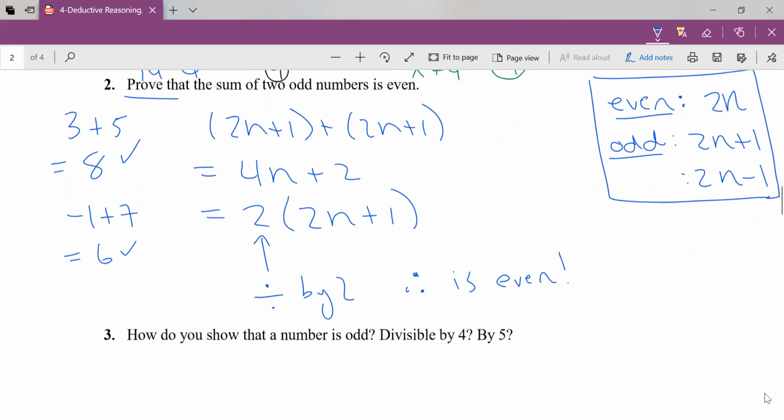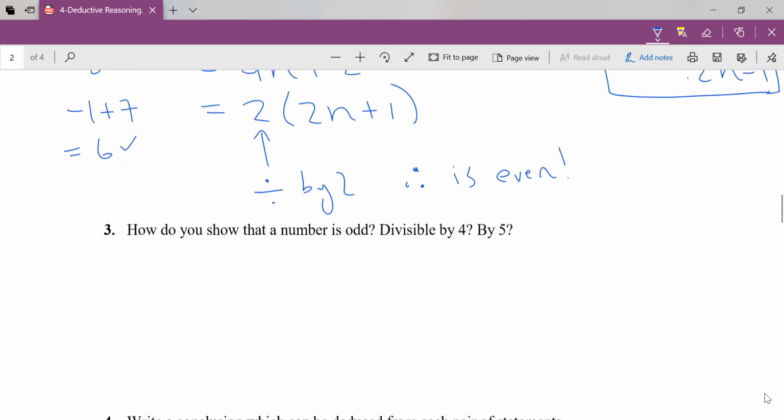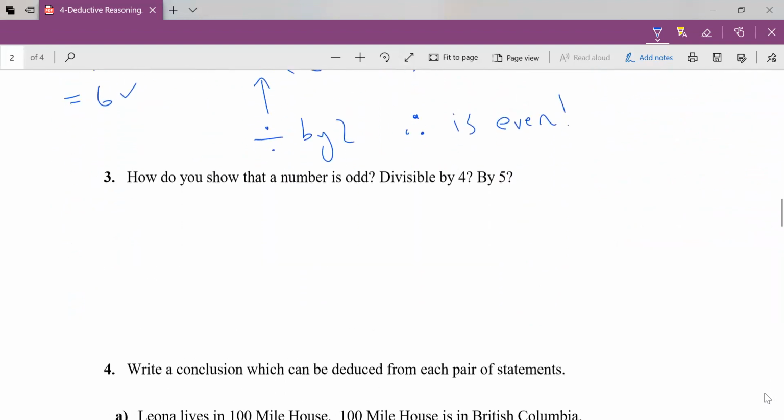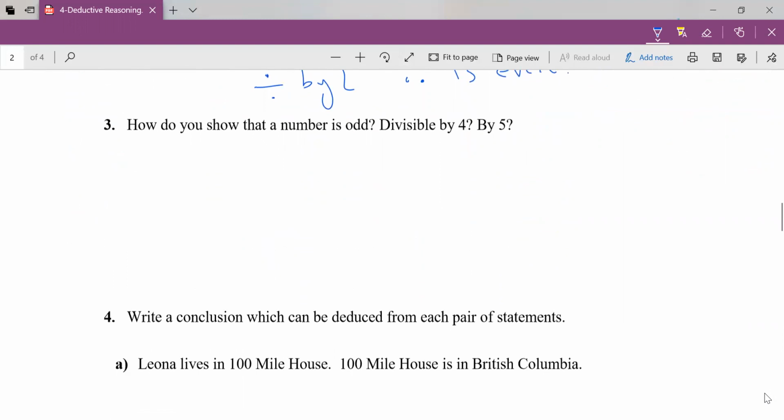Okay? So a definition: even, 2n, odd, 2n plus 1 or 2n minus 1. Okay, let's try a couple more of these. They take a little bit to wrap your head around what you're doing. Okay? So how do I show a number is odd then? I just showed that it was even.